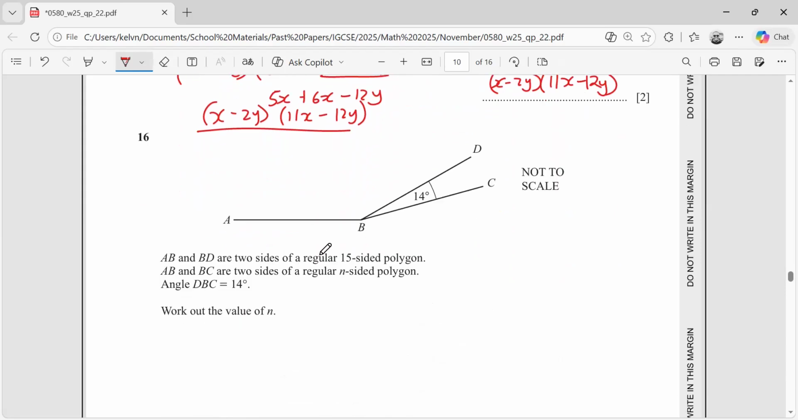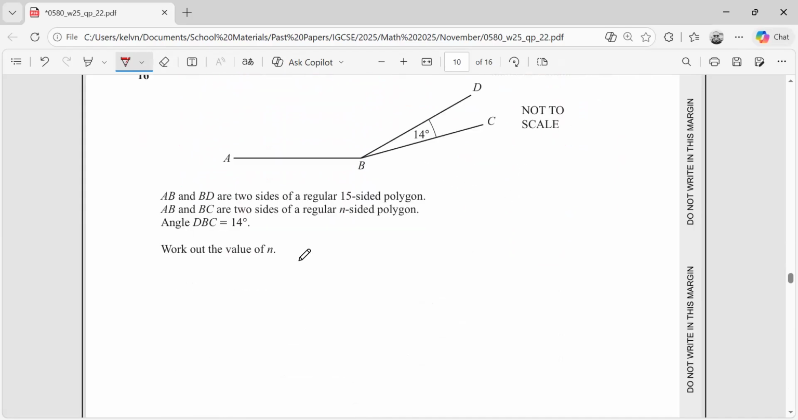And number 16, we have this diagram. It is not drawn to scale. And we are told AB and BD are two sides of a regular 15-sided polygon. And AB and BC are two sides of a regular n-sided polygon. So that means we don't know the number. And then we're told angle DBC is 14. You can see that here. So work out the value of n.